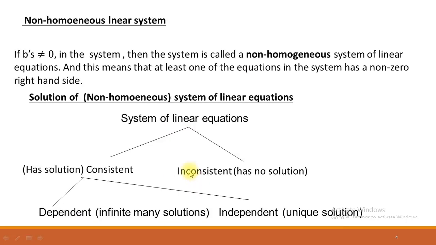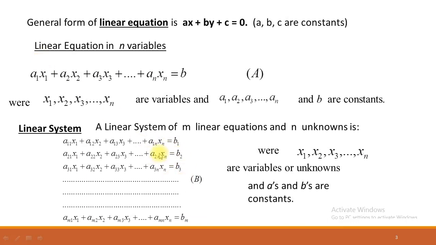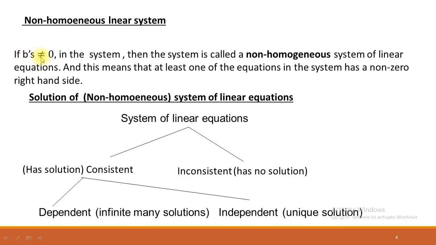If in this system B all the b's do not equal 0, then the system is called a non-homogeneous system of linear equations. Dear students, again note this point: if in this system the b's do not equal 0, then the system is called a non-homogeneous system of linear equations, and this means that at least one of the equations in the system has a non-zero right hand side.